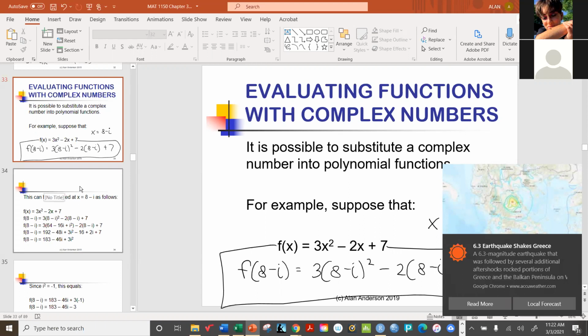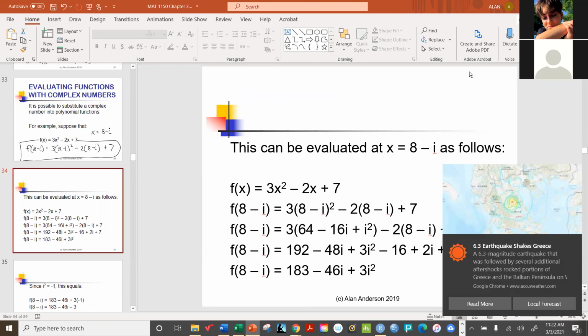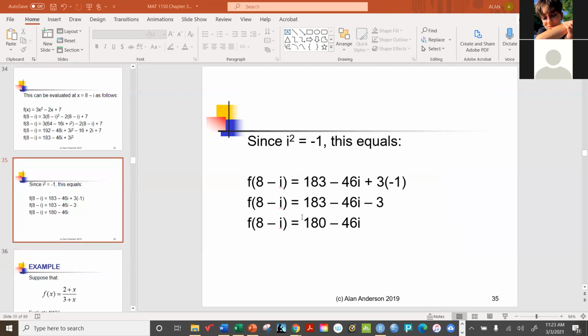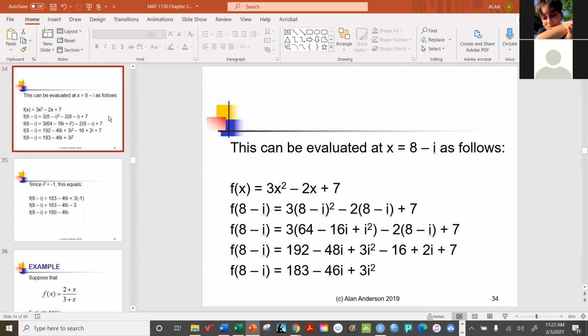All right, let's see what we got. Oh, somebody's got the answer. All right, let's see. 180 minus 50i. Ooh, see, I've got 180 minus 46i. Well, let's see. Maybe I've got a typo in here somewhere. So we started out. The tricky one, of course, is this one, 8 minus i squared. Let's just do that separately.